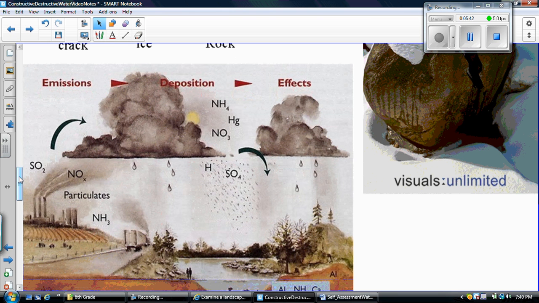Chemical weathering is acid rain. What happens is you've got sulfates, that's SO2, and nitrates, NO. Those are chemical compounds that get released into the atmosphere, usually as pollution, and get trapped in our clouds, and when it rains, it comes down as acid rain. So that's chemical weathering. When acid rain hits trees and rocks, it can wear them down and break them into smaller pieces and actually change the chemical makeup of that rock.